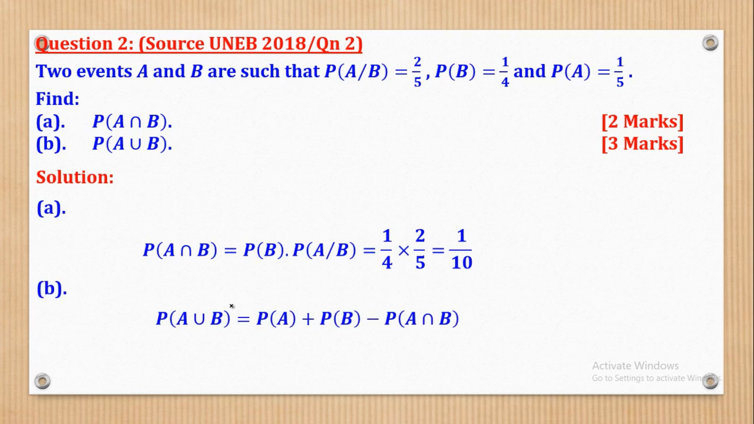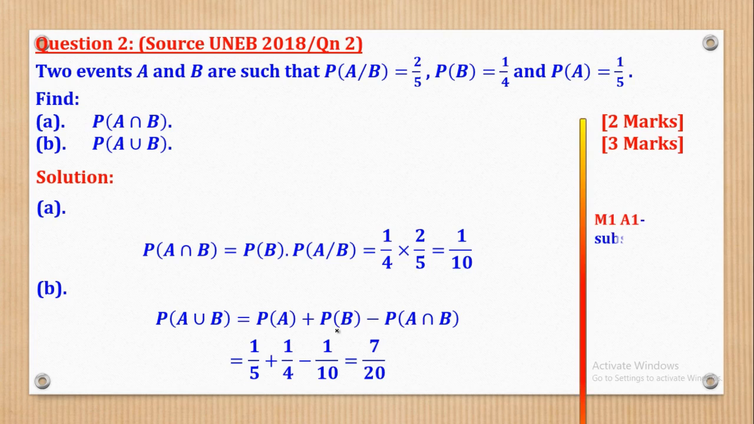I remember from addition law, probability of A union B is equal to probability of A plus probability of B minus probability of A intersection B. So I'll substitute. Probability of A is that, probability of B is that, and probability of A intersection B is that. Now when I simplify this, I'll come up with 7 over 10 as my probability of A union B.